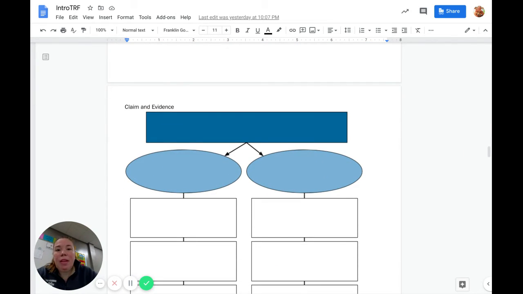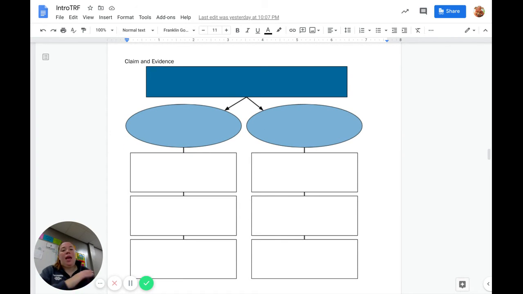Okay. Claim and evidence. You will do proofs in geometry. This is what you're doing. You've got a given and a prove, and you're going to come up with your key statements and your key reasons. Claim, evidence, statements, reasons. We will live in that one for geometry.